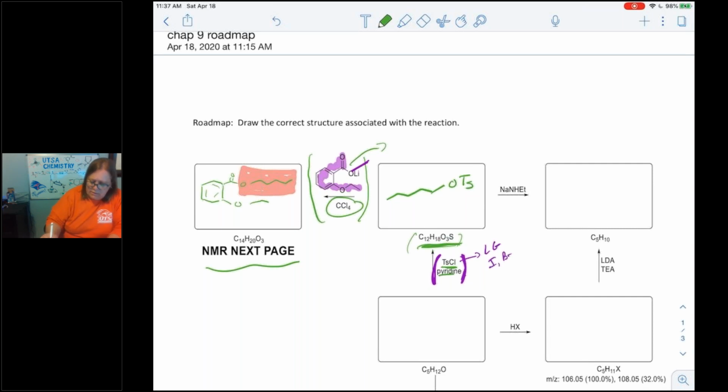It's going to freak you the hell out, unless you remember that this is the molecular formula for tosylate. A lot of times the molecular formula will freak you out, and you'll spend all this time trying to figure out where to put everything. Okay, this is going to undergo an elimination reaction.